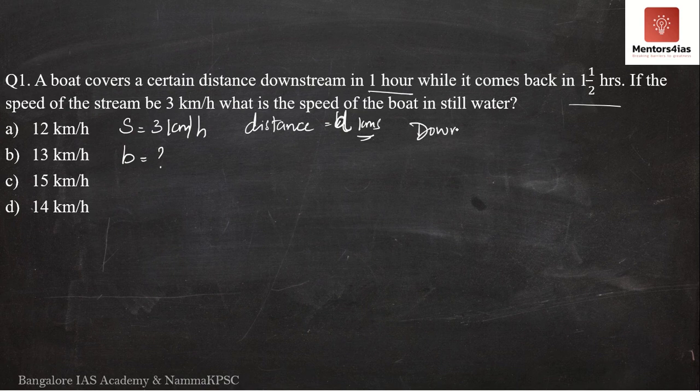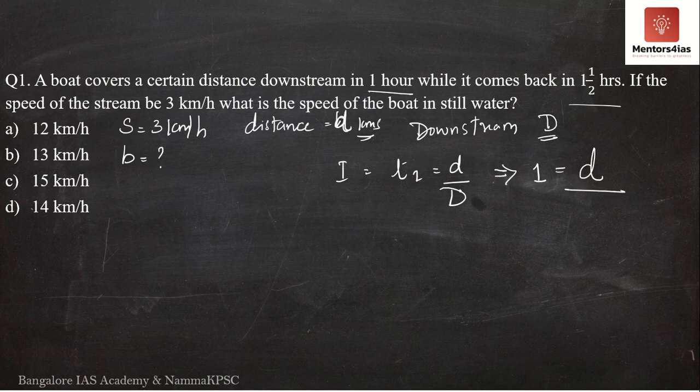Now consider downstream. The question is saying that in 1 hour the boat will cover the distance d at what speed? That is your downstream speed. So for the first case, can I say t1 is equal to d divided by the downstream speed, where t1 is nothing but the time taken to cover distance d at this downstream speed. So can I write 1 hour is equal to distance d divided by the downstream speed, nothing but b plus s, where s is 3 kilometers per hour. So I will write 1 is equal to d divided by b plus 3, or taking this to the left hand side, b plus 3 is equal to d.